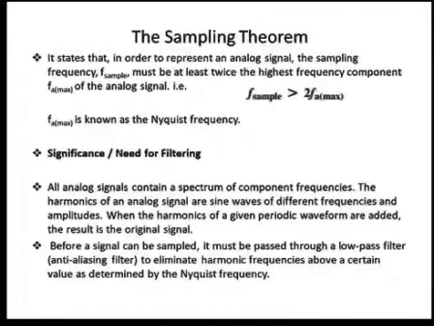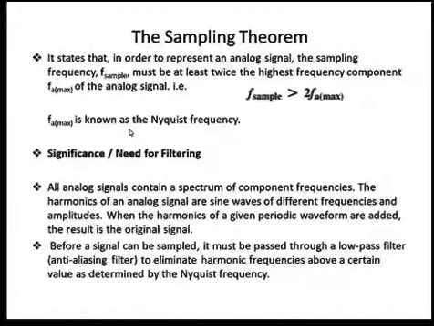The sampling theorem states that in order to represent an analog signal, the sampling frequency must be at least twice the highest frequency component of the analog signal. So if f sample represents the sampling frequency and the highest frequency component is Fa maximum, we can write the sampling theorem in equation form as shown. Fa maximum is known as the Nyquist frequency. So what is the significance of this theorem?